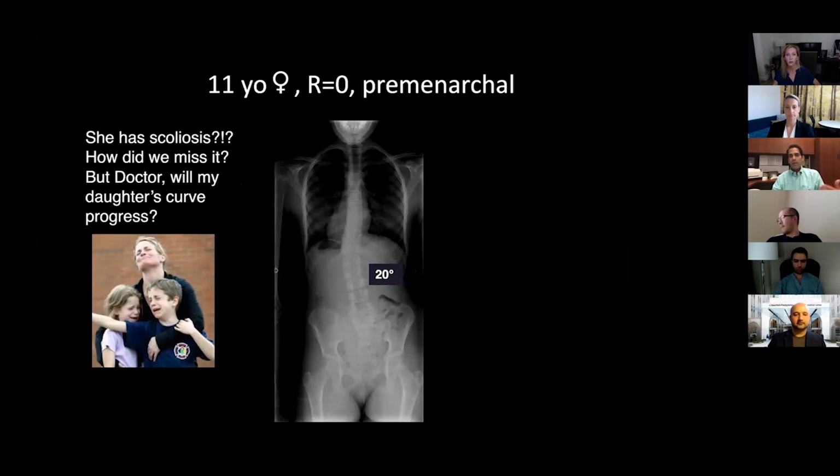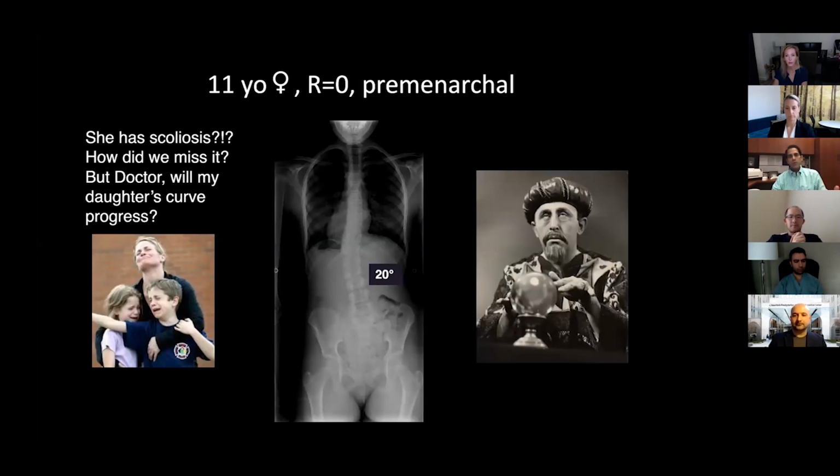What's typical in my clinic would be a young girl who's about 11 years old, skeletally immature, comes in with a 20-degree curve. The family is distraught. They're distraught at the diagnosis. They know what it might mean in the future. How did they miss it? And we're acting as fortune tellers most of the time to try and understand where this curve is going.